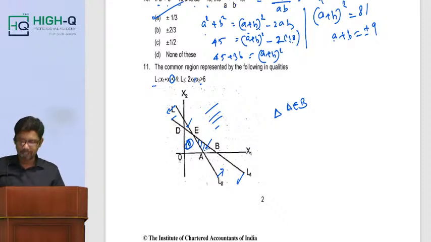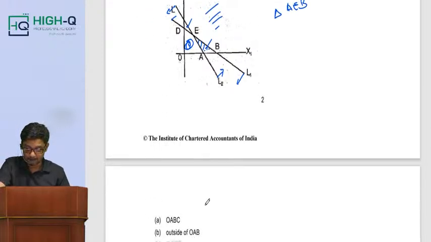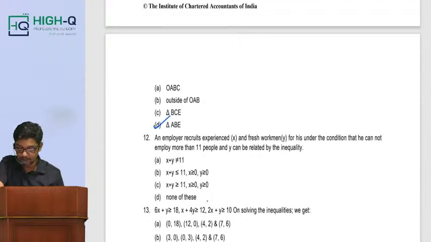When a mixture of inequalities is coming, then we have to take the areas between the lines. So this way we can find out and get it, my dear. Okay, next question. So triangle AB is our answer.